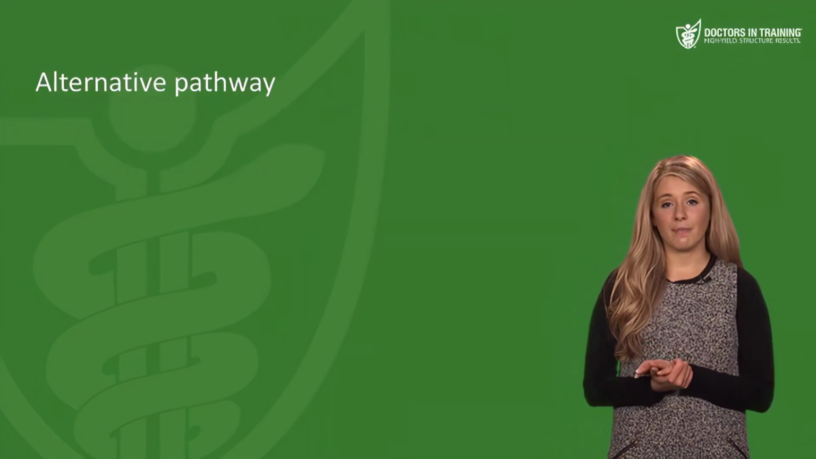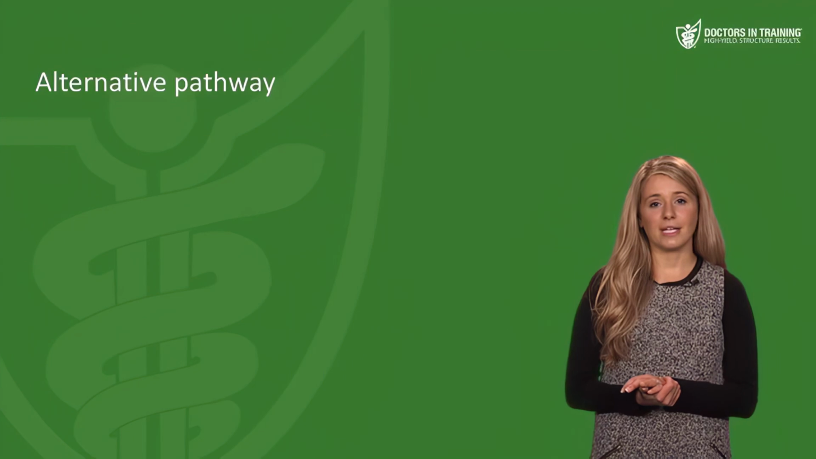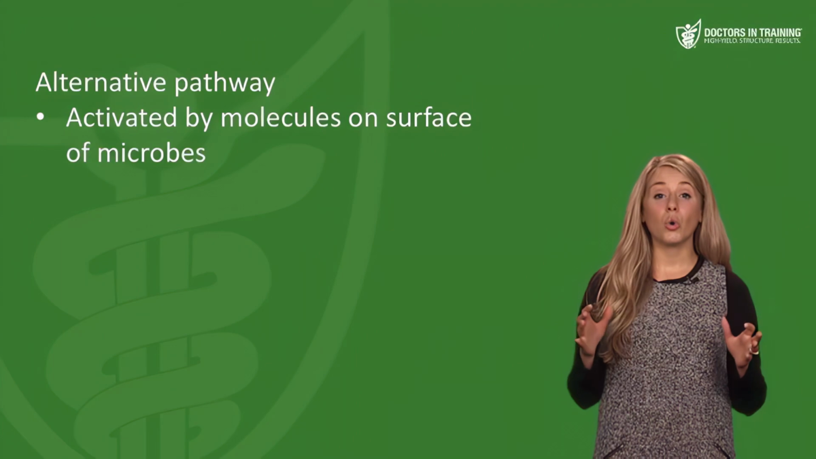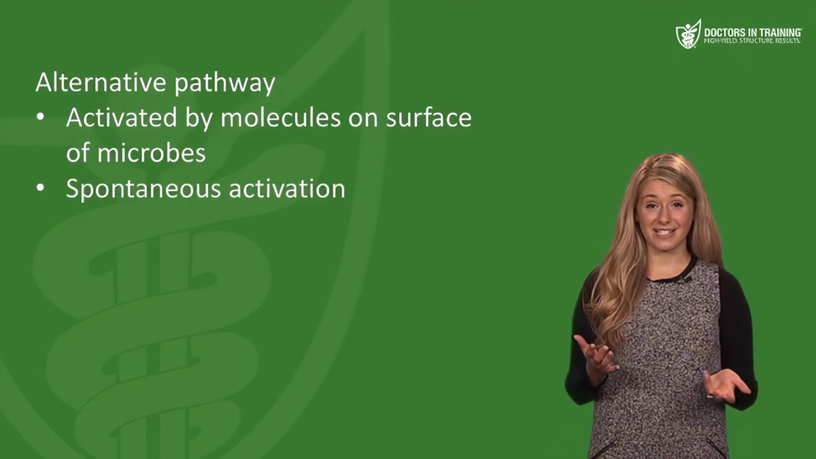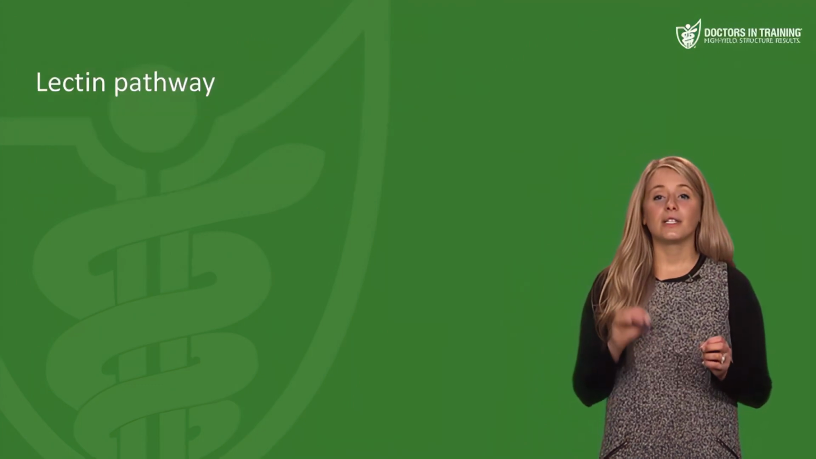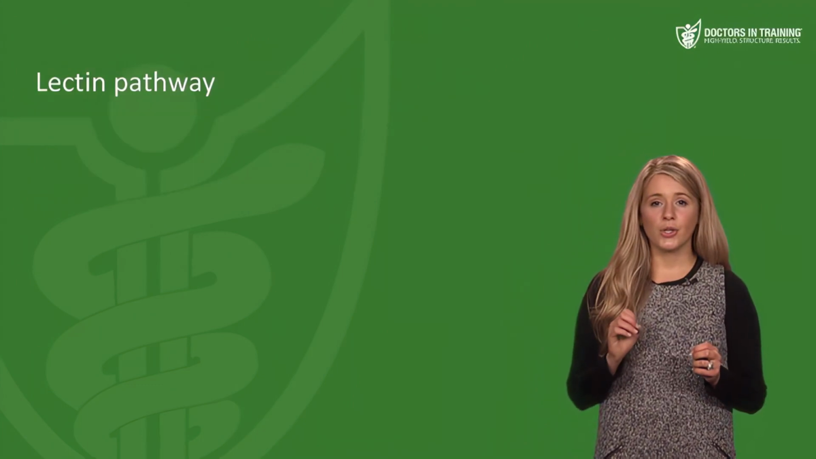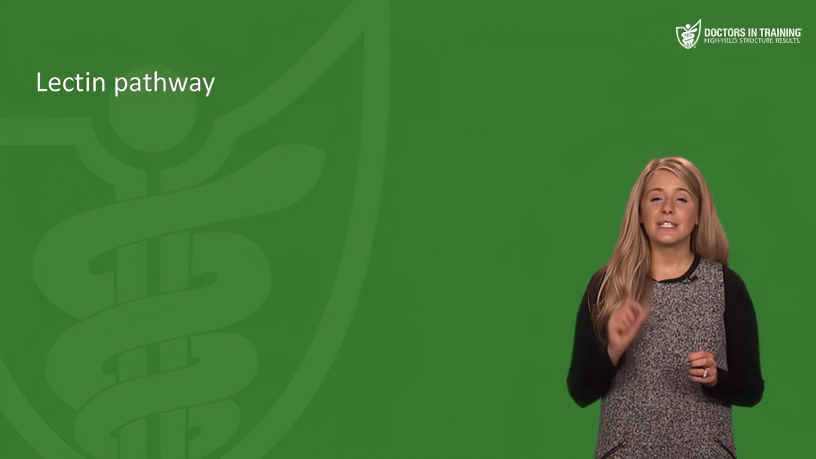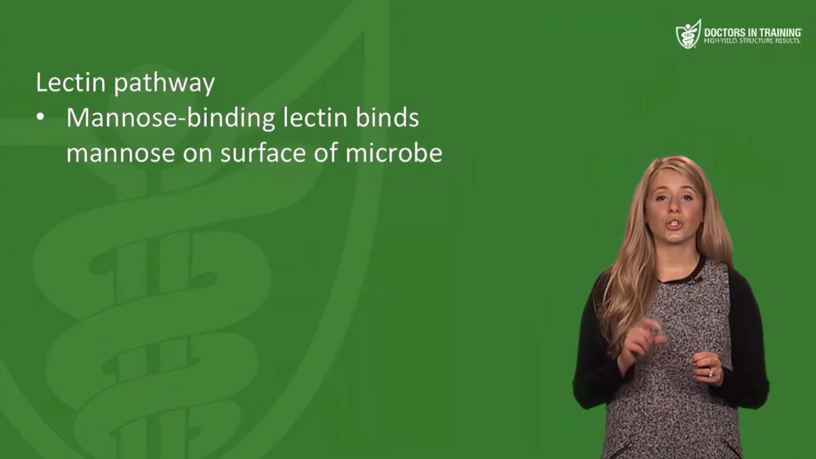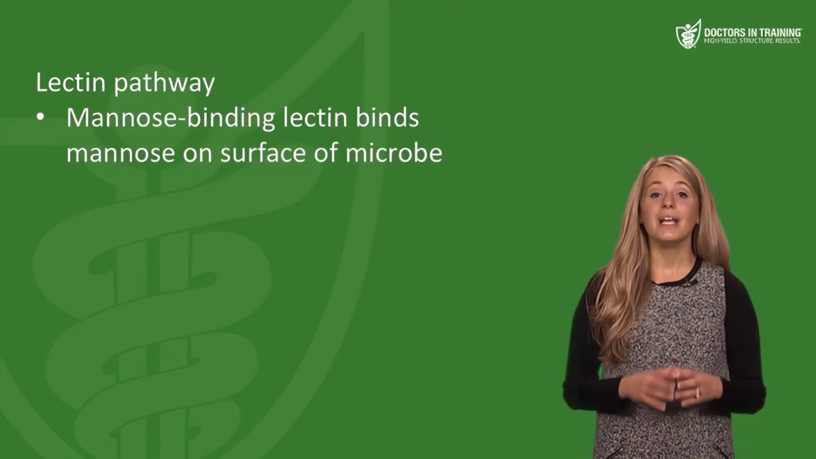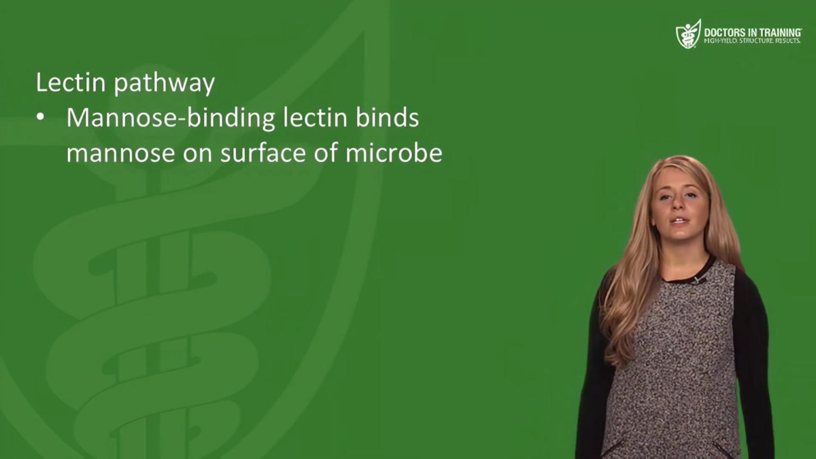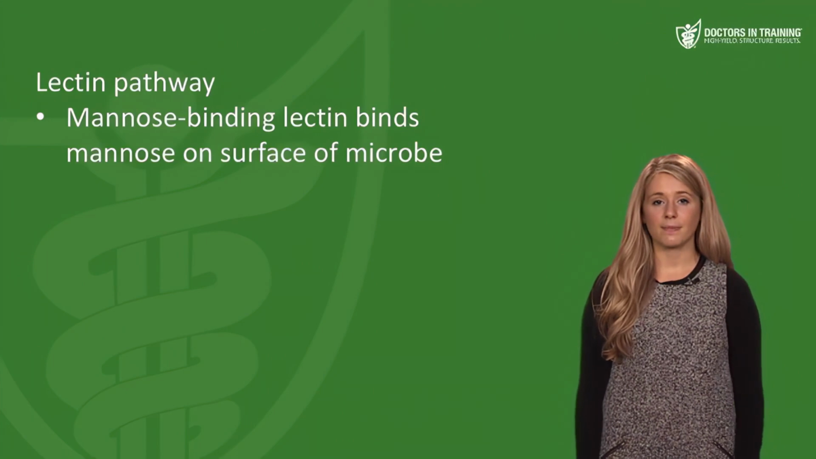There's also an alternative pathway, which does not require antibodies. Complement can be activated by molecules on the surface of microbes, or complement can spontaneously activate itself. There's also the lectin pathway. A lectin is a protein that can bind to a sugar. So, in the lectin pathway, a specific lectin protein called mannose-binding lectin binds to the mannose sugar molecule on the surface of the microbe, and that activates the complement cascade. So, definitely know the initial steps for each of these pathways.